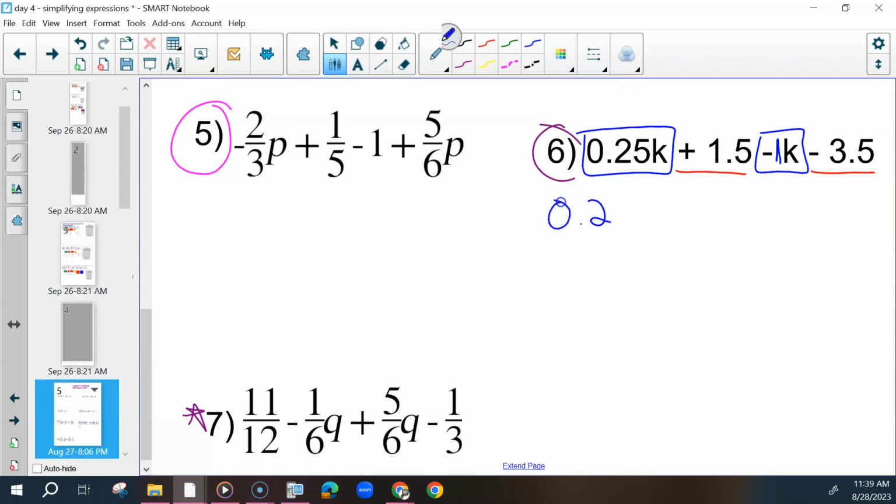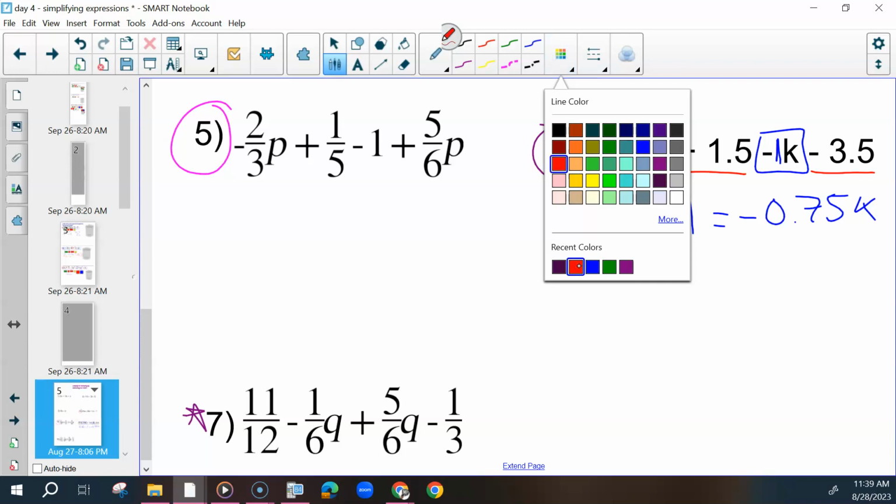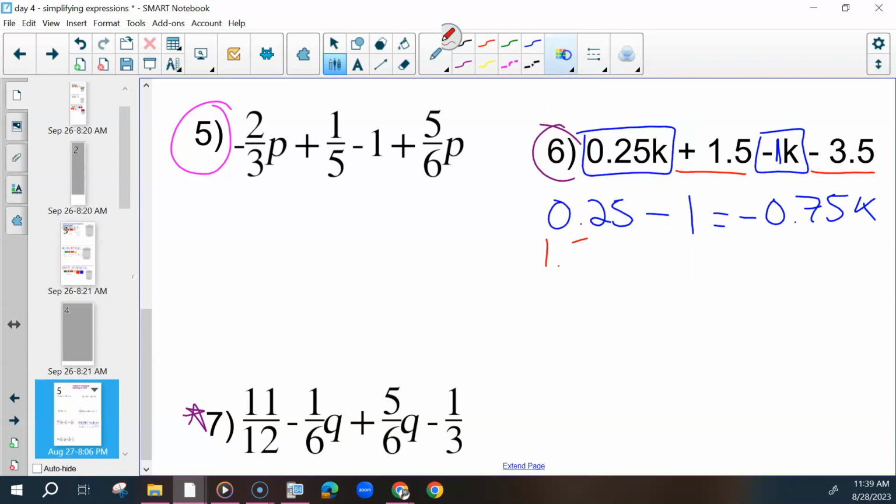So 0.25 minus 1, negative 0.75k. And then we're going to subtract 1.5 minus 3.5. And that'll be negative 2. And then you just rewrite those as your final answer.